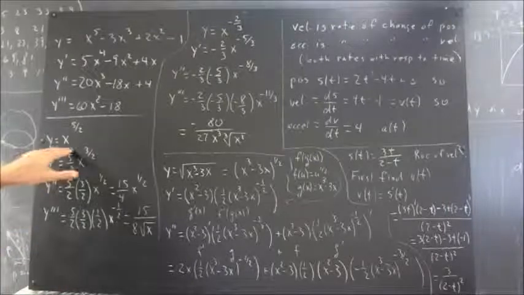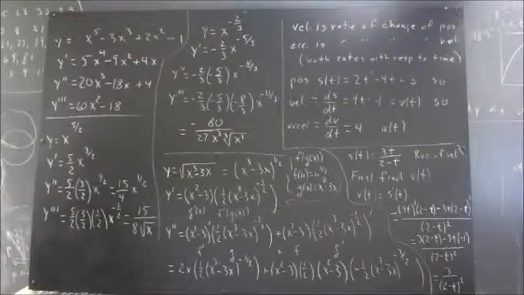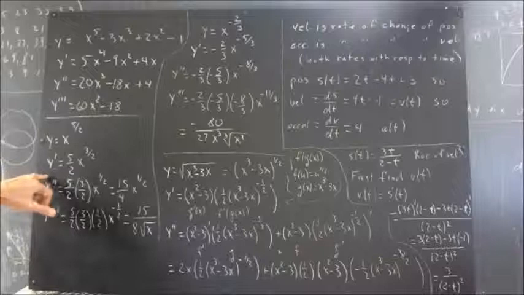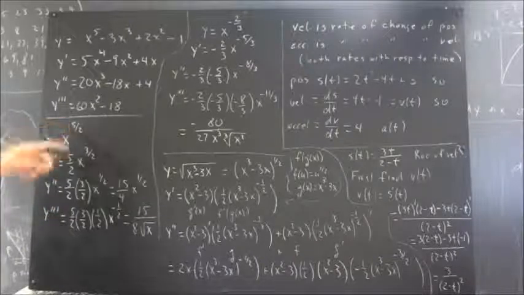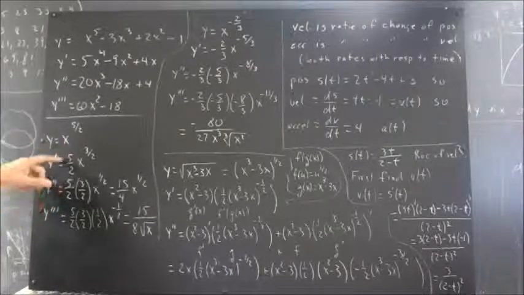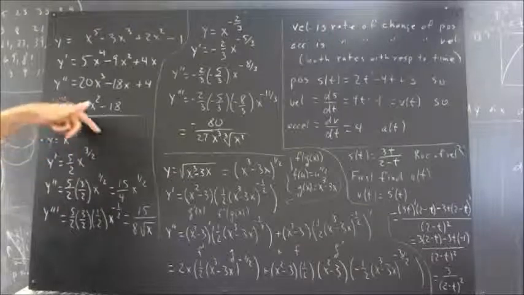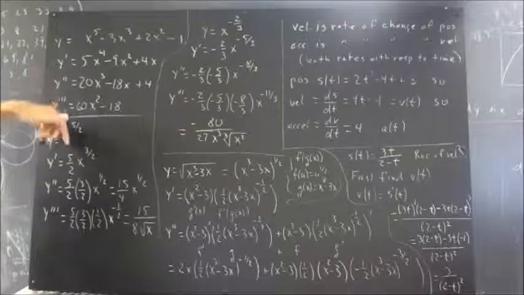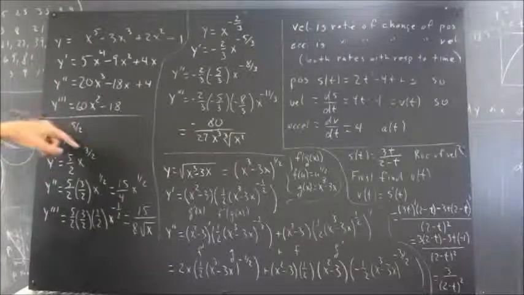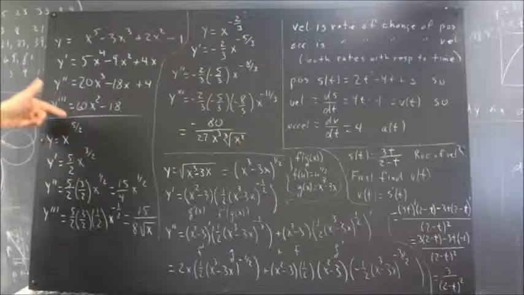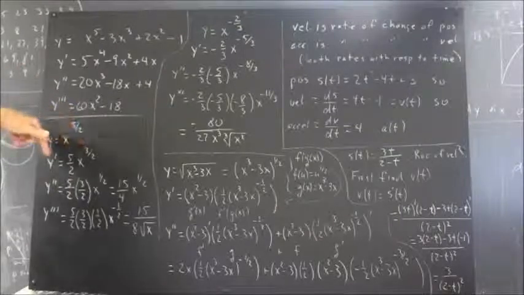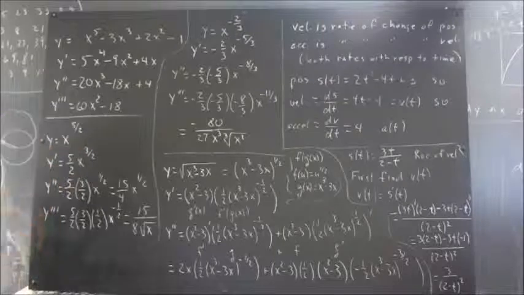Okay. That's not the case for a function like y equals x to the 5 halves, and we'll see in a minute why as we go through this. First, y prime, well, this is just a power function. It's going to be 5 halves times x to the 5 halves minus 1. 5 halves minus 1 is 3 halves. So we have 5 halves x to the 3 halves.